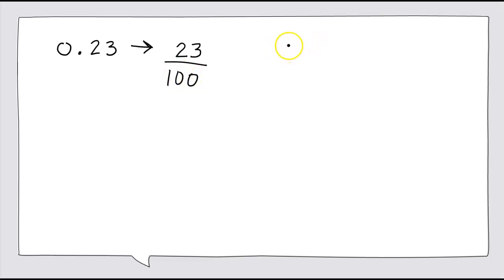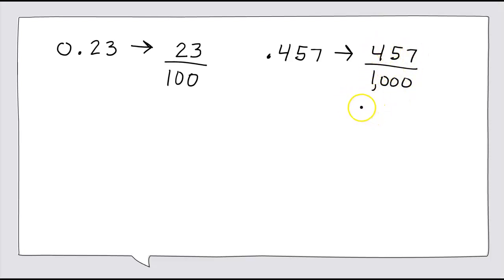Let's do another one. Let's do 3 and 457 thousandths. So if I wanted to write a fraction that is equivalent to this, it's easy as 1, 2, 3. So I know that it's going to be 457 over, got my 3 zeros and just put a 1 there, 457 thousandths. So that's how it's represented.